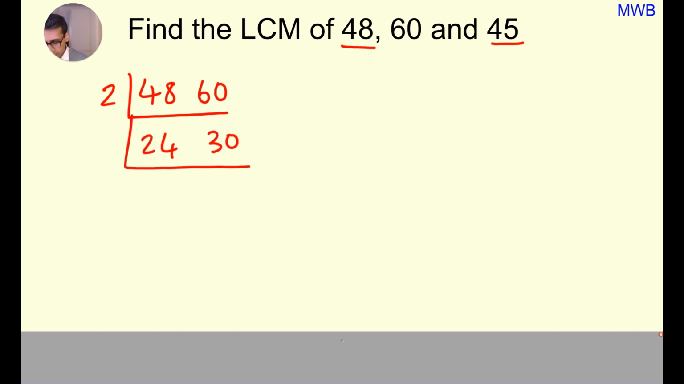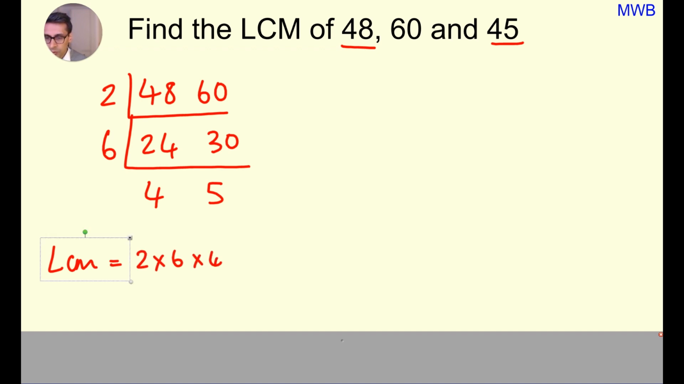I'm going to divide both of these by 6. So 24 divided by 6 is 4. And 30 divided by 6 is 5. Remember, this is not product of primes, so we can use non-prime numbers here. So the LCM is 2 times 6 times 4 times 5. We stopped here because these are coprime.